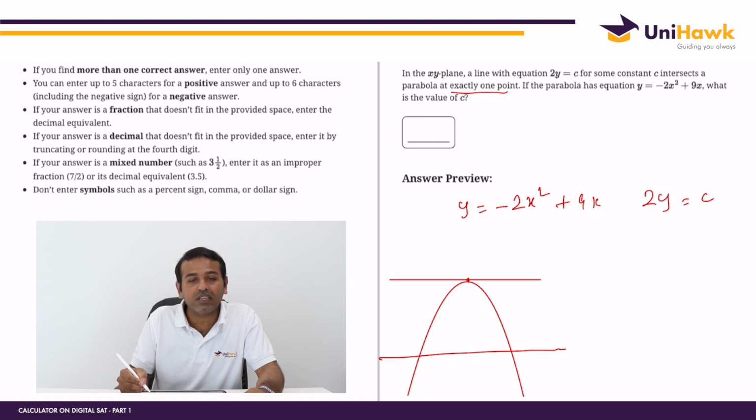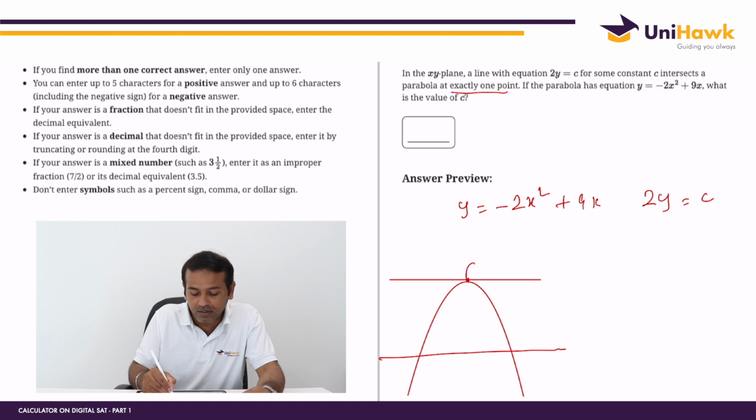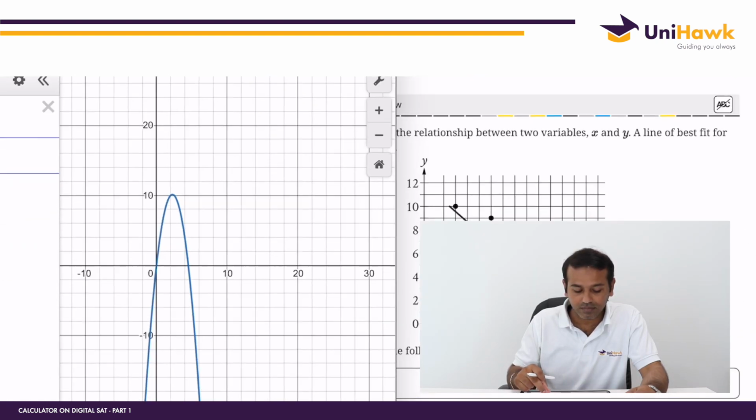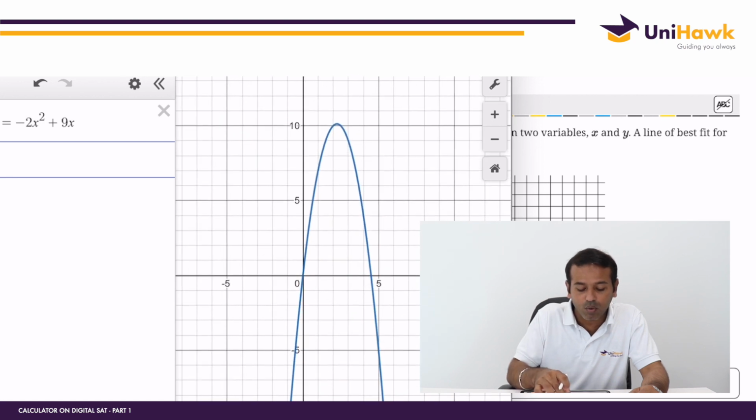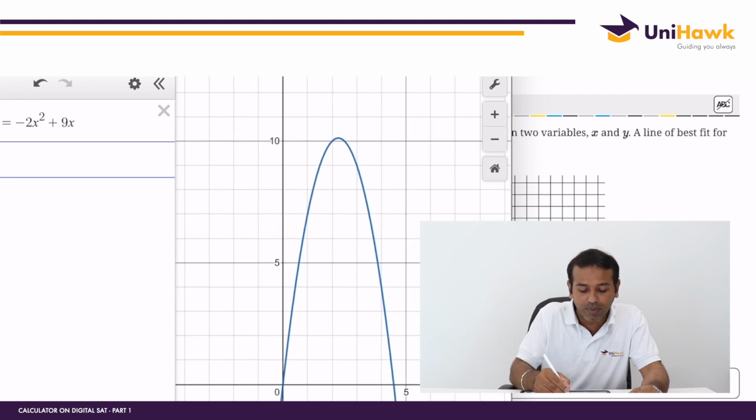To find out the value of c, if I know the value of y, which is more than sufficient. In this, the y coordinate of the vertex is what we need to find out. Let's plot this equation in the graph and see what is the vertex of the parabola. Right. Now if you see, we have the equation of the parabola in the graph, and let's identify what is the vertex of the parabola.